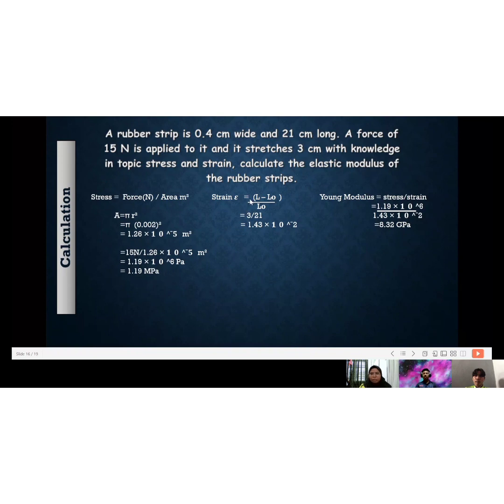For the strain, we use this formula. We get the values from the question, replace and get strain 1.43 times 10 power -2. So the Young modulus is stress over strain. So we get 8.32 gigapascal.